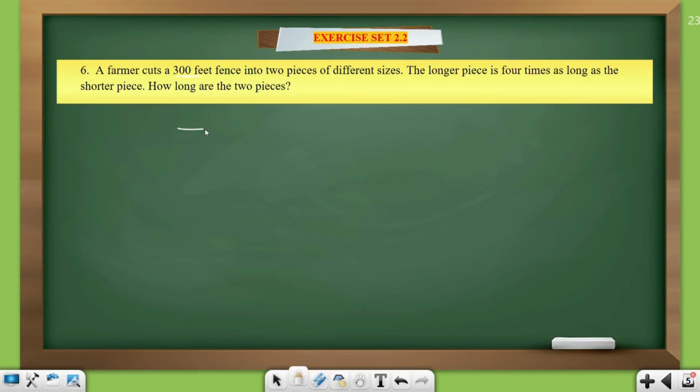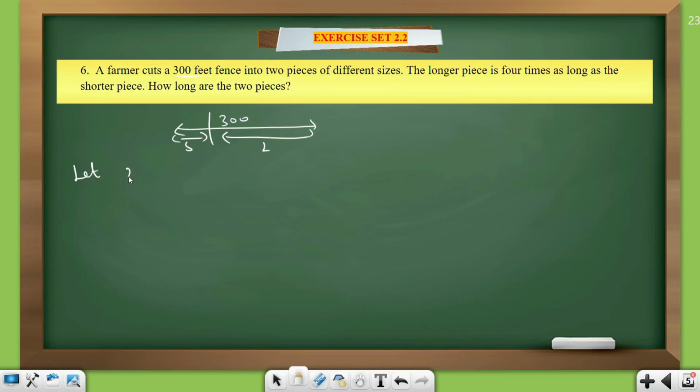So there is a fence whose length is 300, and he is going to cut it into two pieces. One is a shorter piece and another one is a longer piece. Okay, so this one is shorter and this one is longer. The next clue is, the longer piece is 4 times as long as the shorter piece. So they are trying to give the value of the longer piece in terms of the shorter piece.